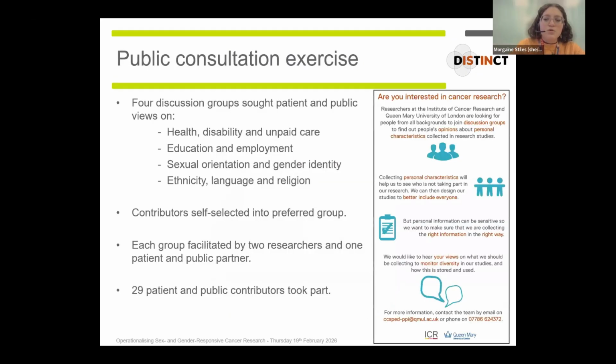Once we drafted the initial question set, we ran 4 discussion groups to gain patient and public views on it. We advertised the PPI opportunity via advocacy groups, both within and external to our organisations, and each group focused on different parts of the question set. So we had sessions on health, disability and unpaid care, education and employment, sexual orientation and gender identity, and ethnicity, language and religion. And patient advocates were asked to self-select into their preferred group to avoid tokenism.